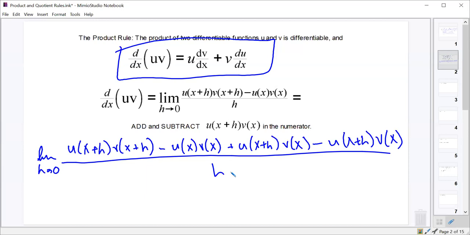But in the numerator, are there any common terms between all four of these pieces? Remembering that u of x plus h is one term, v of x plus h is one term. The u is not a term separate from the x plus h. So I can't just factor u out of all of them, or just v out of all of them. So are there any common terms across all four pieces of that?